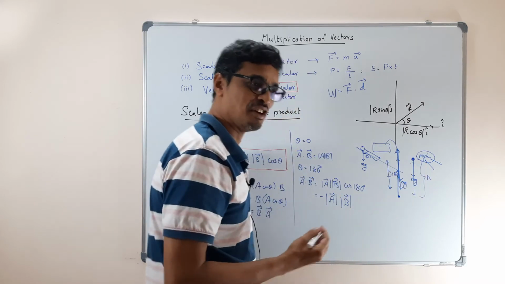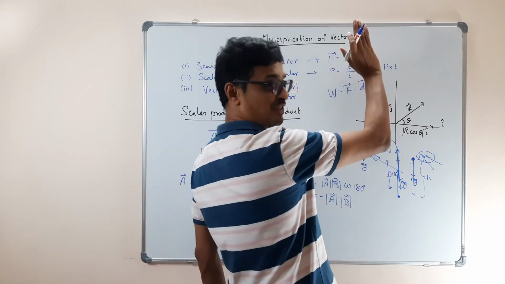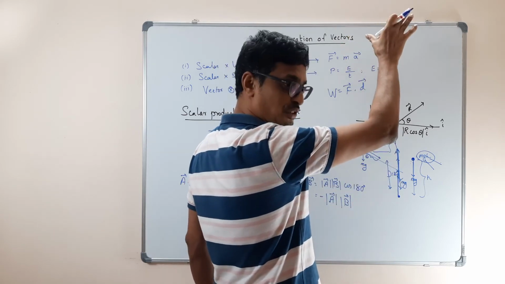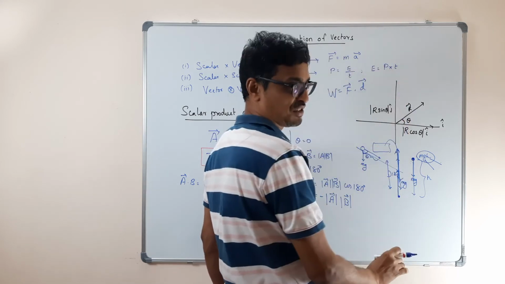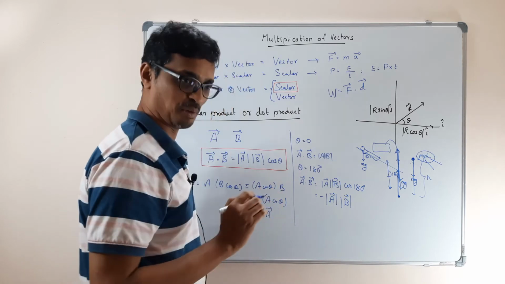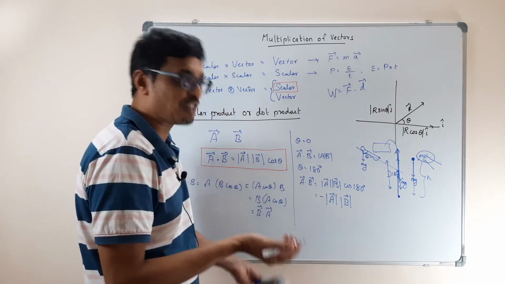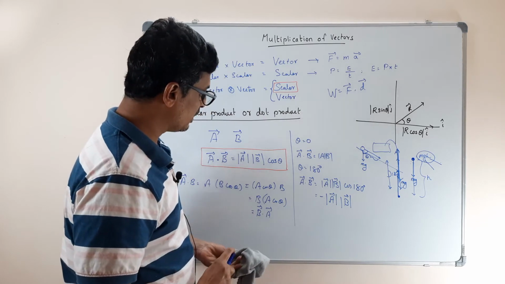You got it? When you're pushing the stone upwards, that means the work is done on the stone. If you leave the stone, the stone falls down. The work is done by the stone. So the sign dictates whether the work is done on it or done by it. Okay, so this is an interesting case of a dot product.